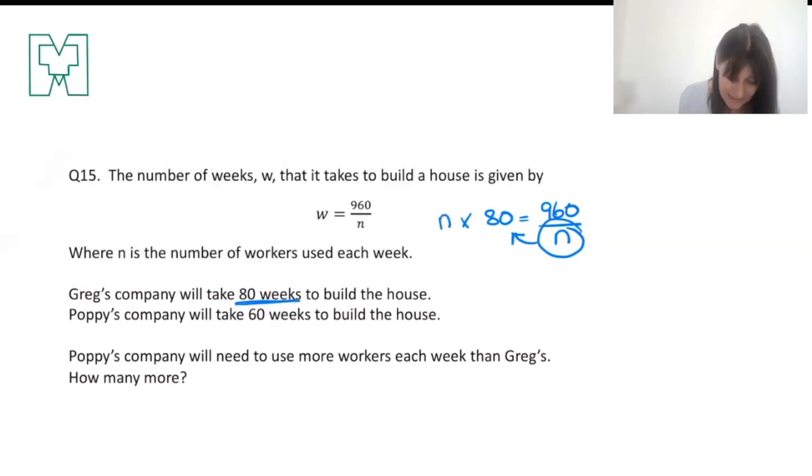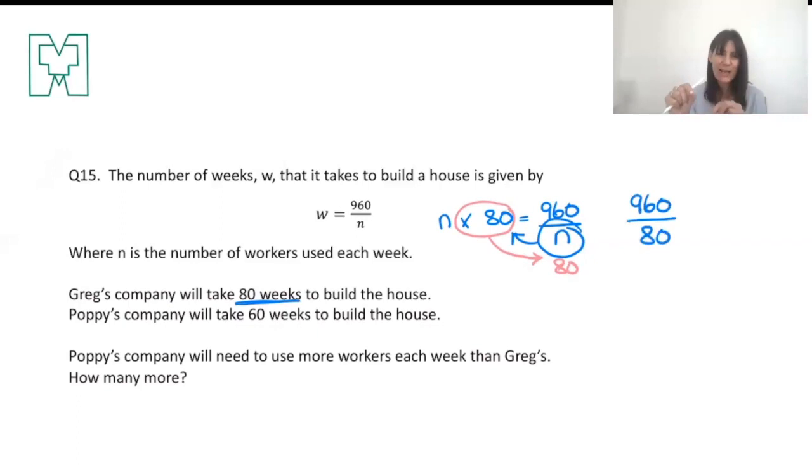Which means I can now pick up the times by 80 and it will land as the divide by 80. What's actually happening is they're switching places, which is why I tried to do it at the same time so you could kind of see the switch happening.